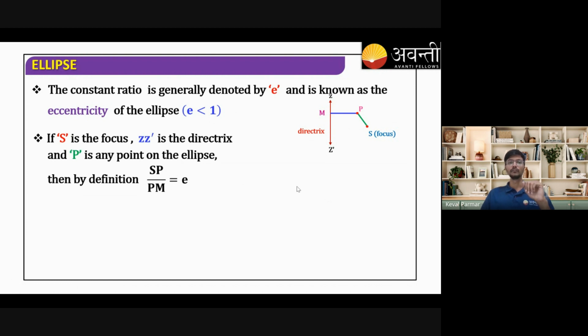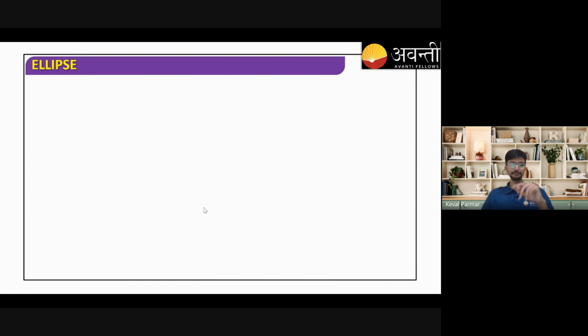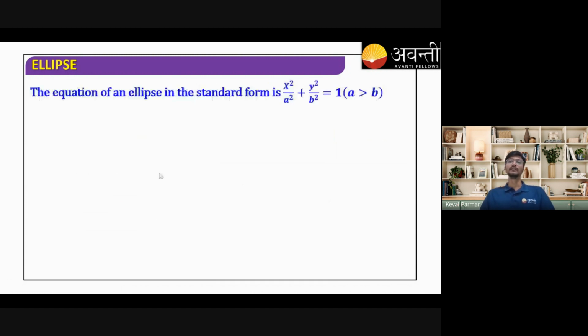Okay. So let's see what we have next. If we cross multiply, I get SP equals E into PM. The equation of the ellipse in standard form is x square upon a square plus y square upon b square equals 1, where a is greater than b. Correct? And b square equals a square into 1 minus e square.